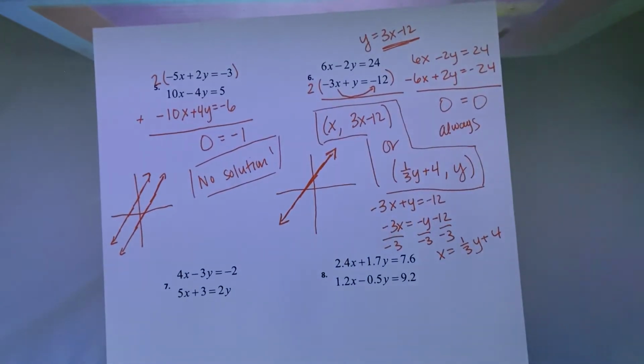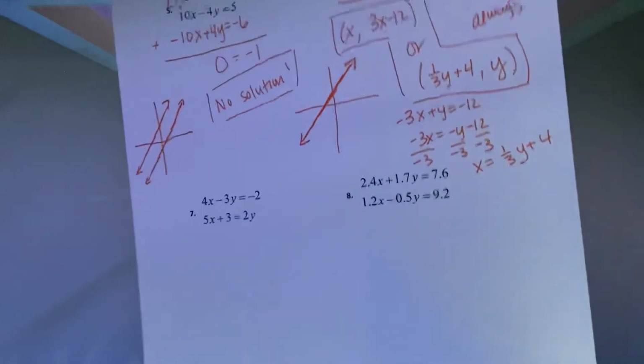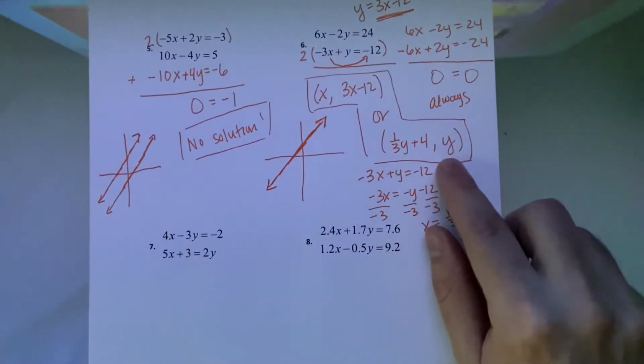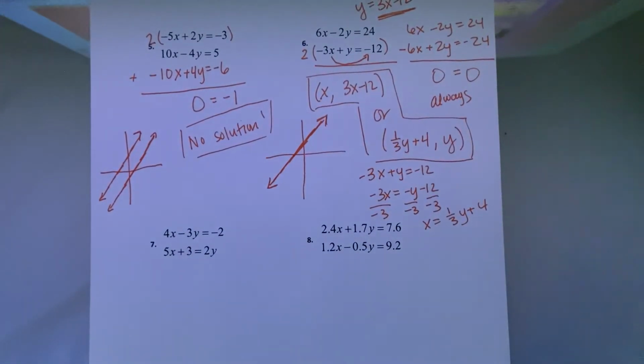Your homework may ask you to make a specific one be the free variable. Just keep that in mind. If they say let y be the free independent variable, you let y be whatever it wants, and then x adjusts. If it says let x be the free variable, you let x be whatever it wants, and y adjusts.